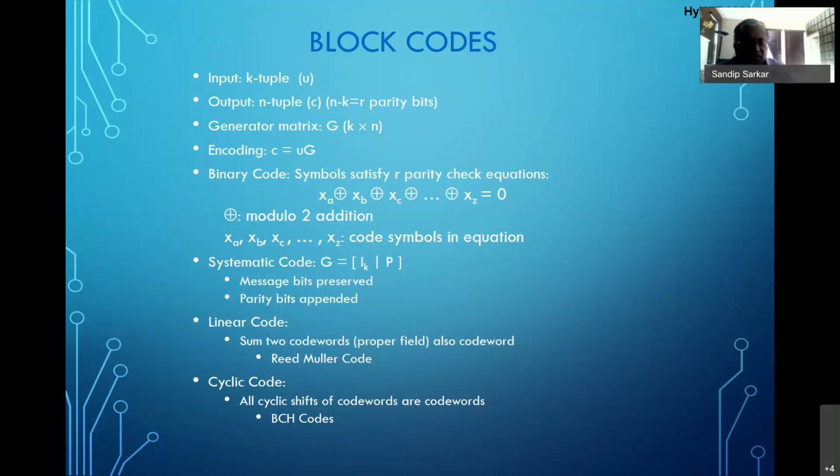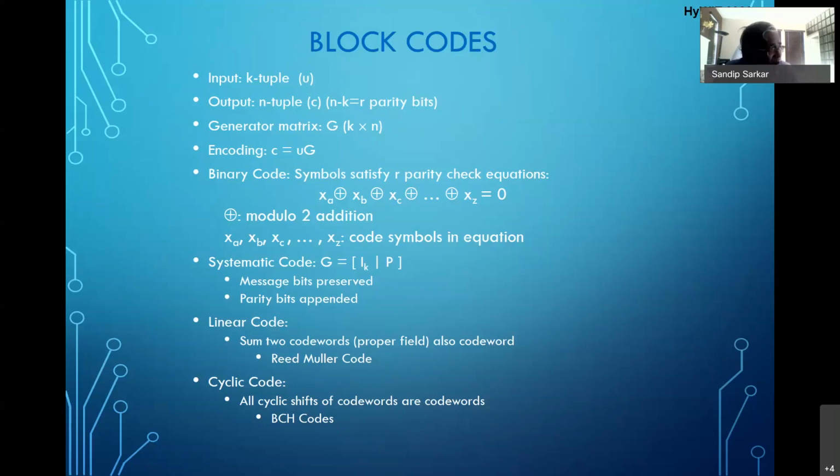There are various kinds of codes that are known, and very often we use a systematic code where the generator matrix is partitioned into the parity bits and the information bits, where the information bits are sent without any change, and the parity bits undergo these parity check equations.